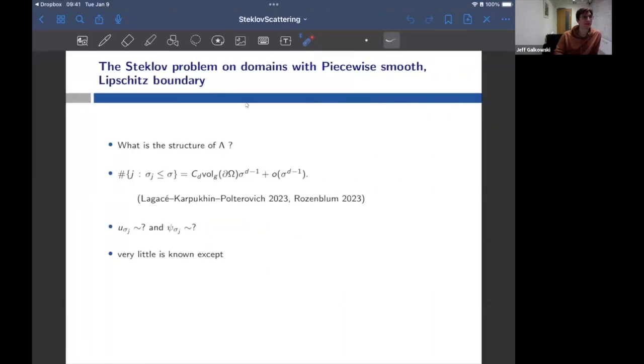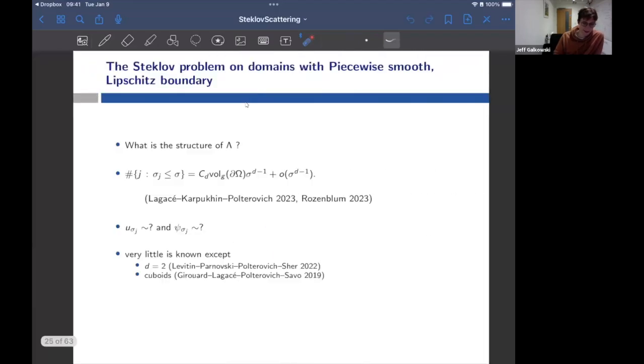As I said, very little is known except in a few special cases. In dimension 2, there's very nice work of Levitin, Parnovski, Polterovich, and Sher, where they study piecewise smooth Lipschitz boundaries with angles less than pi. I'll explain that in some more detail a bit later.